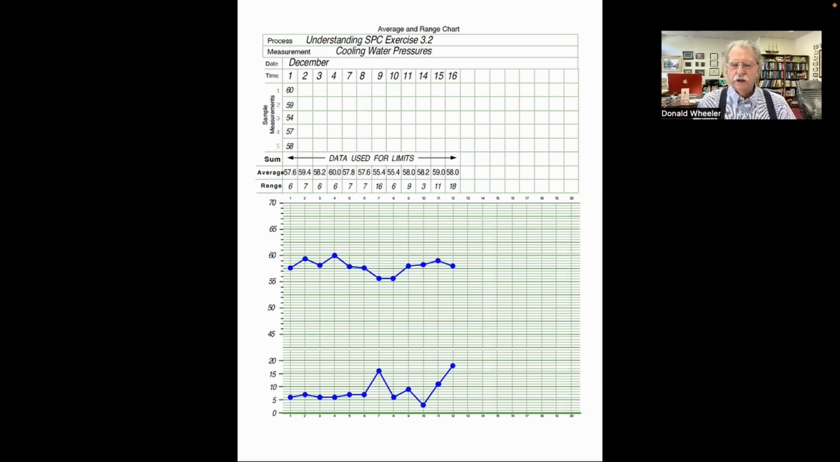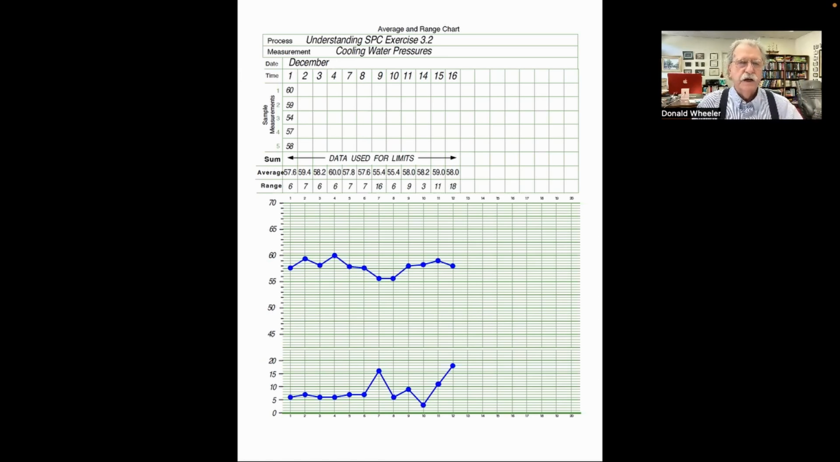Now you have these data in the textbook, Understanding SPC, page 53, exercise 3.2. So if you want to play with these data yourself, you can. Now, he had these data out of the filing cabinet. This is a retrospective study. He's actually creating this chart on January 15. He went back to the beginning of December to collect his data. And he had 5 numbers each day.